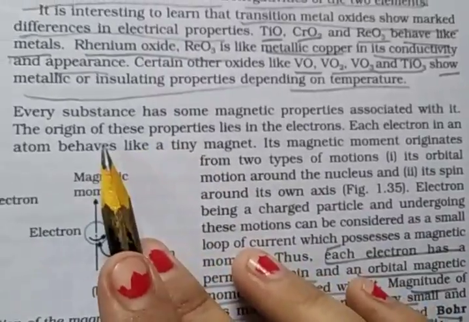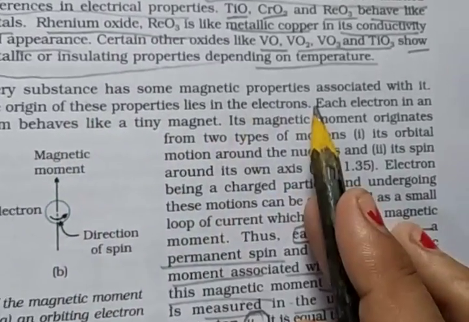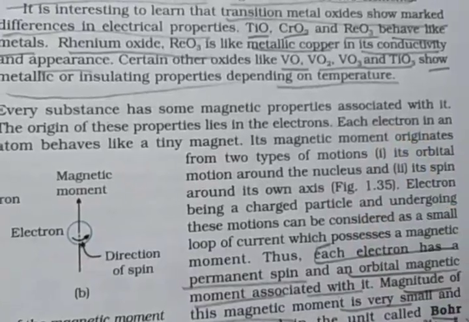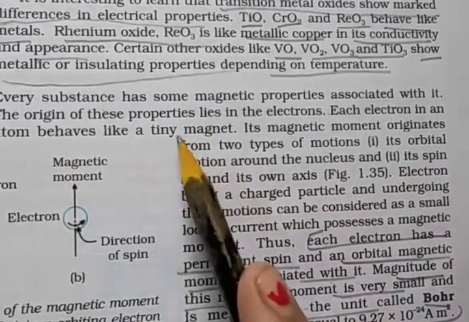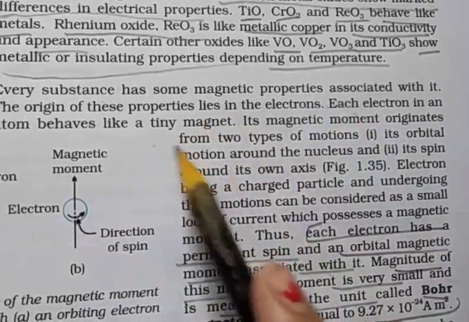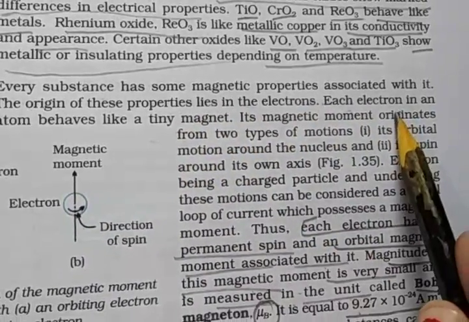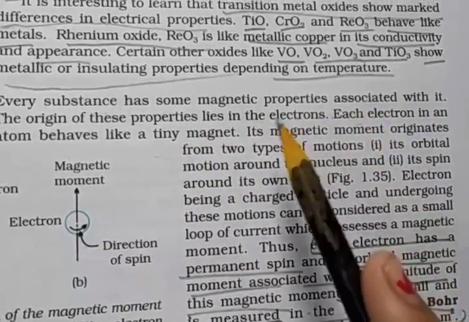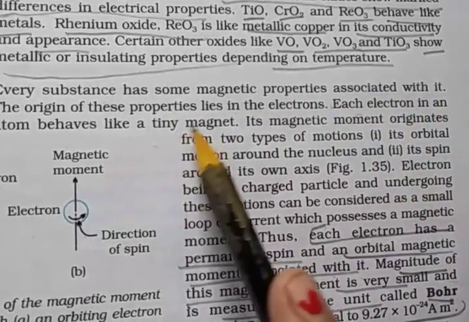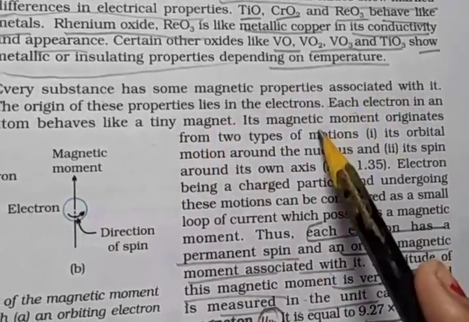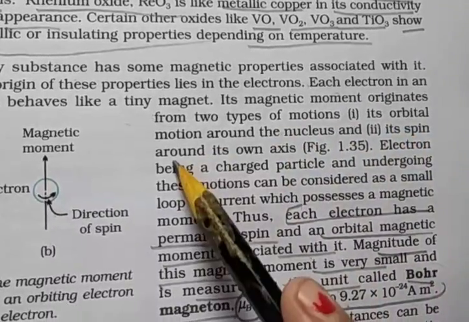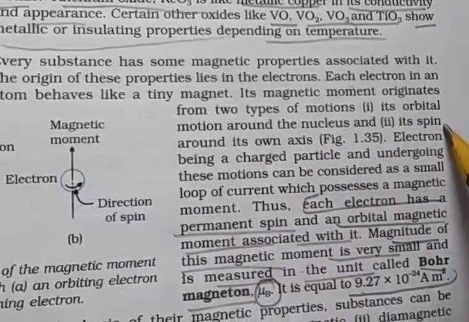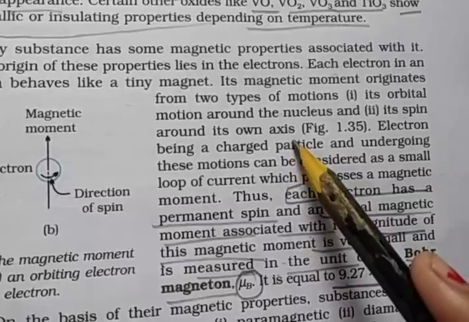Okay, so again I say every substance has some magnetic properties associated with it. Each electron in an atom behaves like a tiny magnet, because magnetic property is represented by the electron. The electron behaves like a tiny magnet, or magnetic moment, originating from two types of motion: first its orbital motion around the nucleus, and second its spin around its own axis, right?